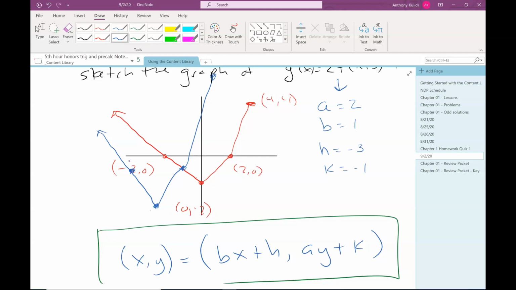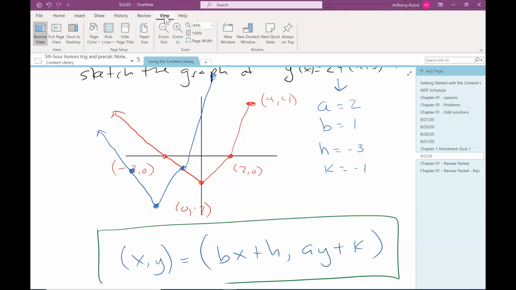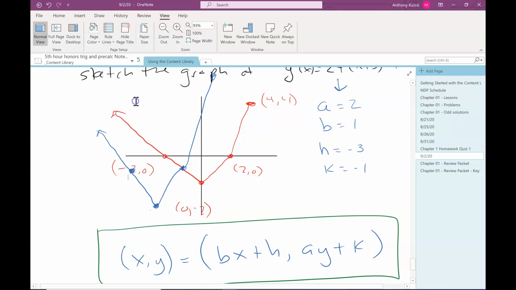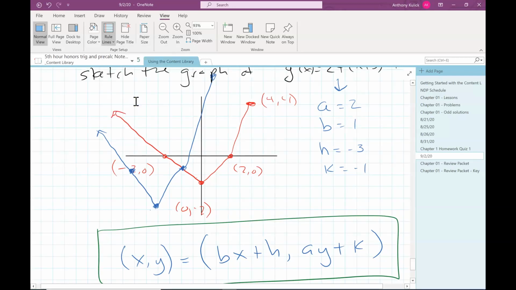I think there's a way to put in graph paper into OneNote. Does anybody know how to do that? Yeah, how do you do that, Anthony? Rule lines? Ah, and you can pick the type of grid you want. Medium grid probably would have been what I wanted. That would have made life a lot easier. I have to remember that. Thanks, guys.